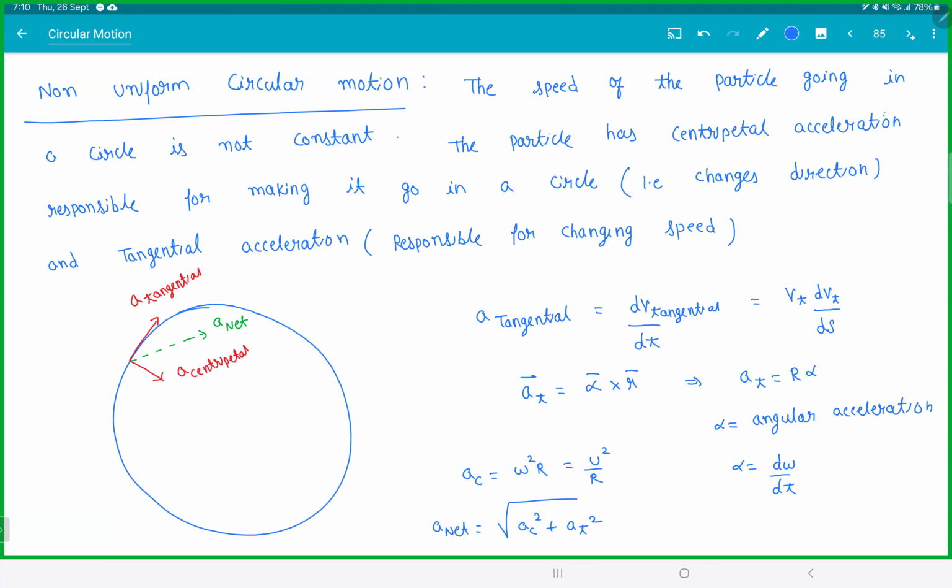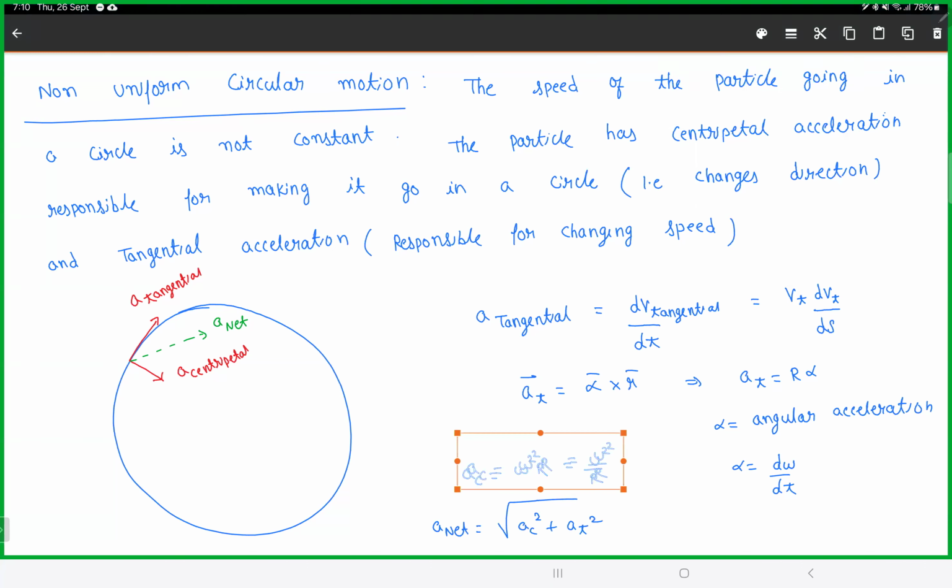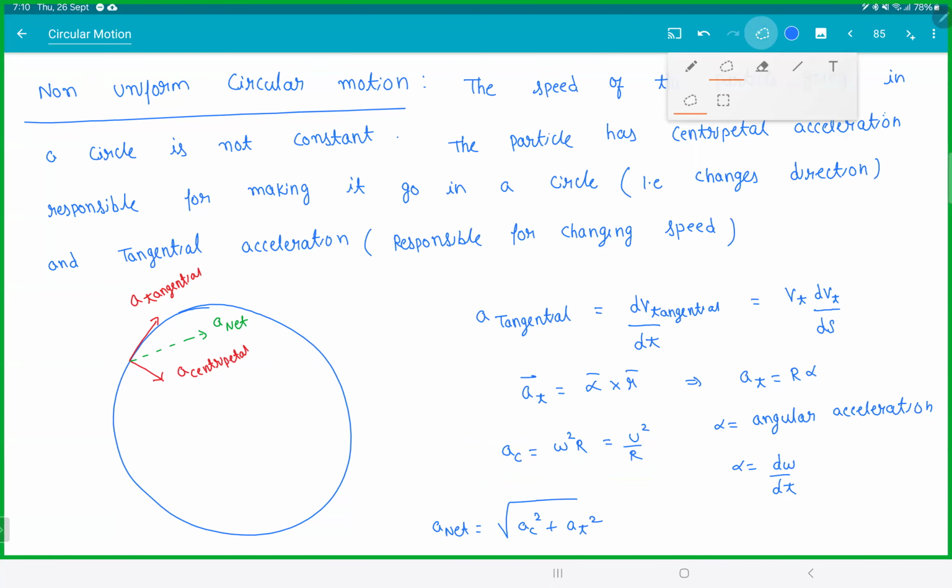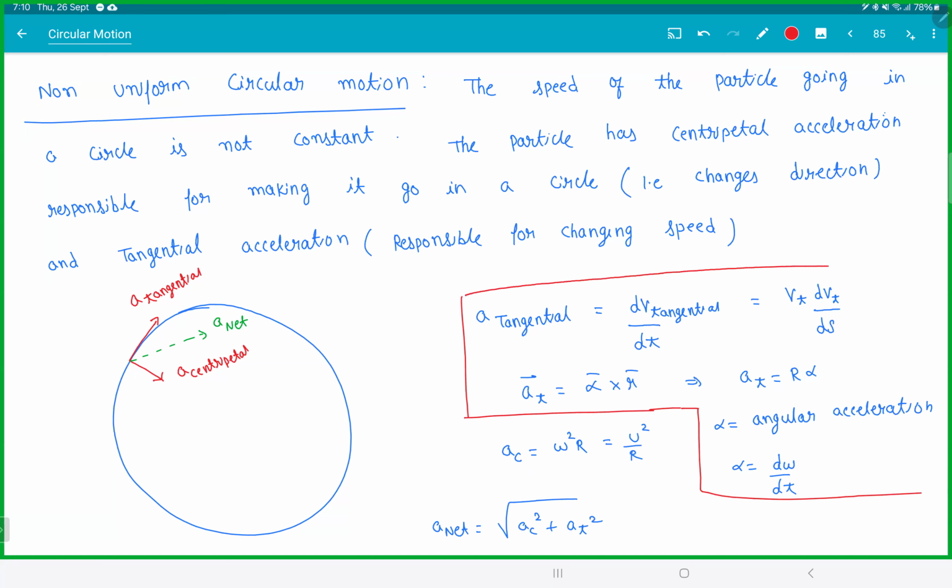Let me show you an example. I think that will make things more clear. So there, these are the main ones. This is all a tangential. A centripetal you already know. This is a net.